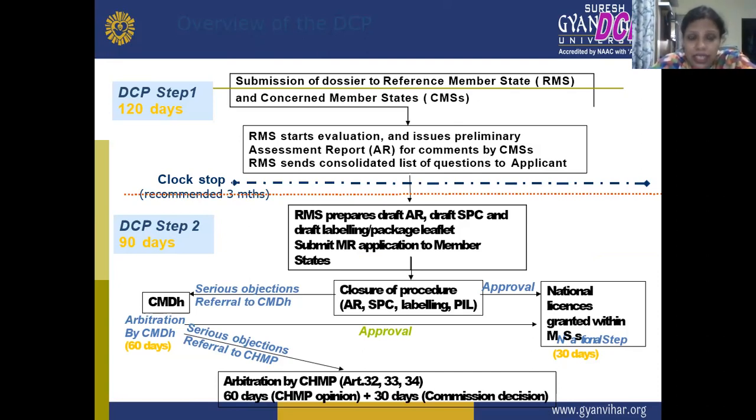Then after that, the DCP 90 days will be the second step. So the RMS prepares the draft AR, draft SPC, and draft labelling and package leaflet, and submits to the MR application to the member state. Then closure of the procedure, and if there is approval, the national license is granted within 30 days. And if there are serious objections, it will be referred to the CMDH, and the CMDH will take 60 days. After that the commission will take 30 days, so total 90 days. If there is no serious objection, then 30 days. So that means it will take 190 days plus 3 months of clock stop, 190 days of approval plus the 30 or 90 days.